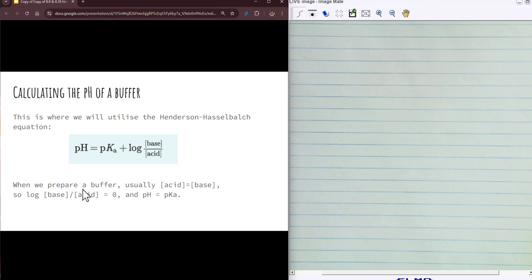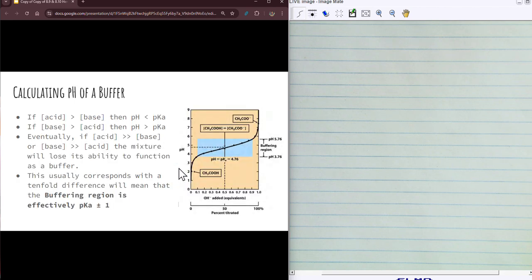Now, when we prepare a buffer, the best thing to do is to make the concentration of your acid and your base equal, because when they are, the pH equals the pKa, and that's right smack dab in the middle of an excellent buffer region, which we'll talk about right here.